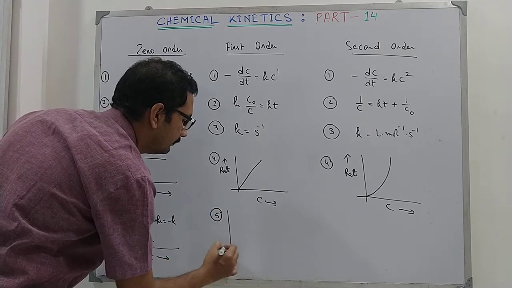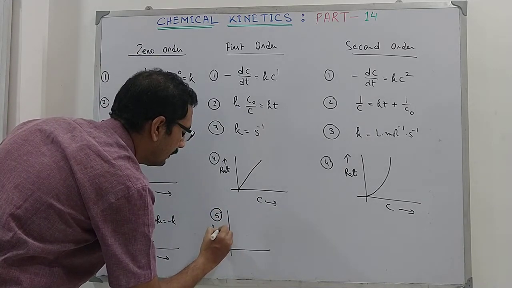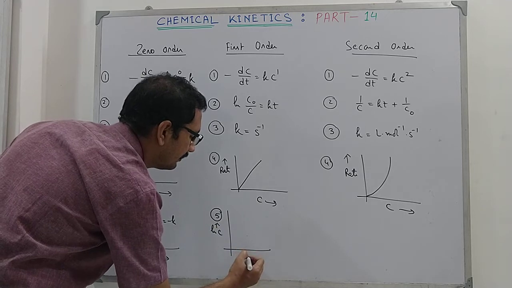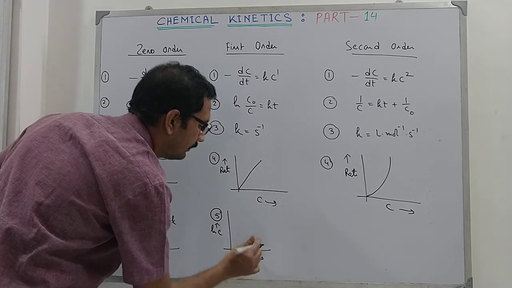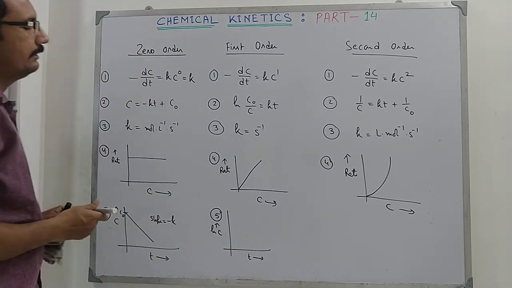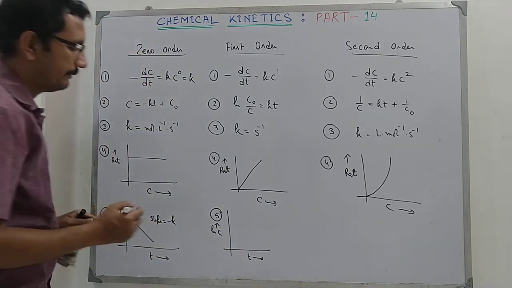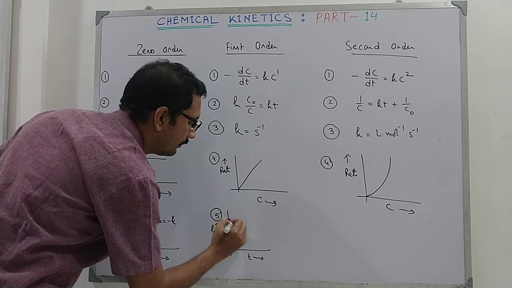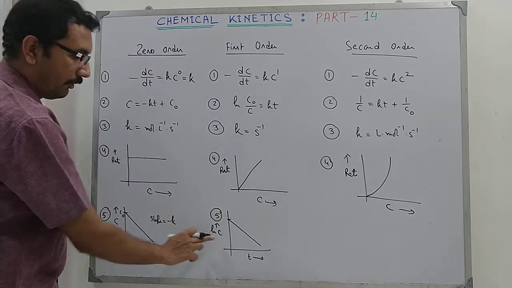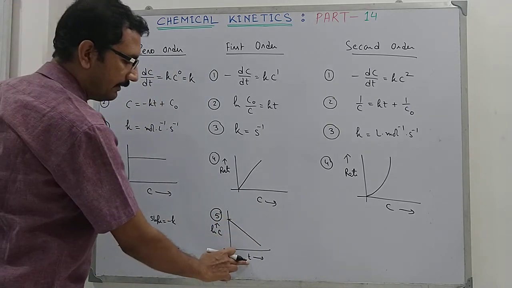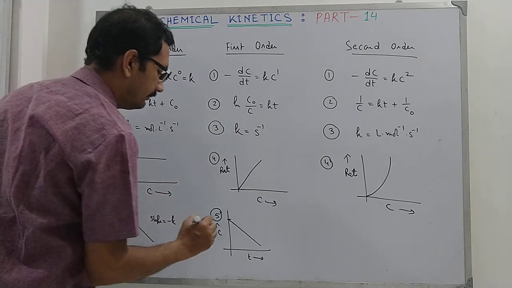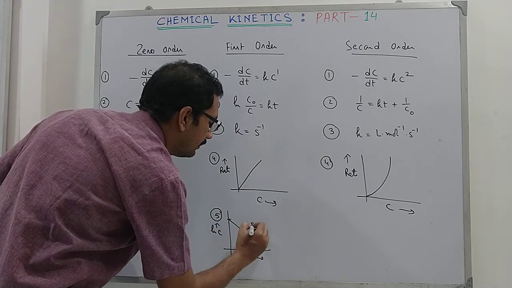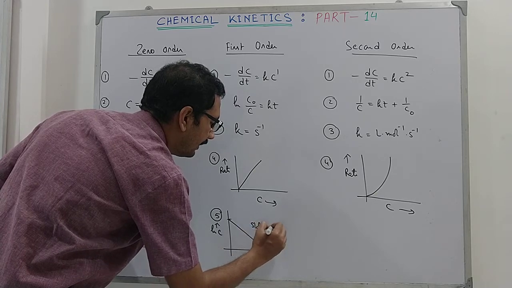Now when we plot ln c versus t, it will give us a straight line with a negative slope, not with c versus t. It is ln c versus t that will give us a negative slope. Here also the slope is minus k.